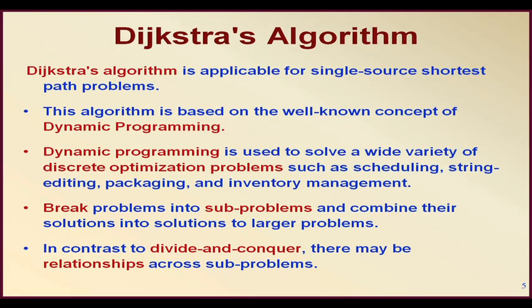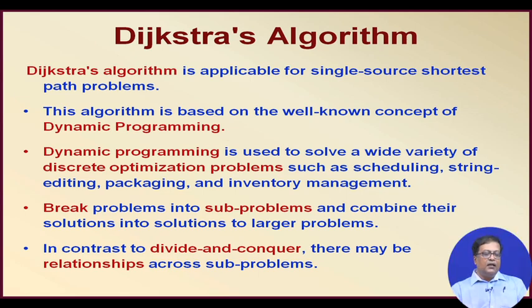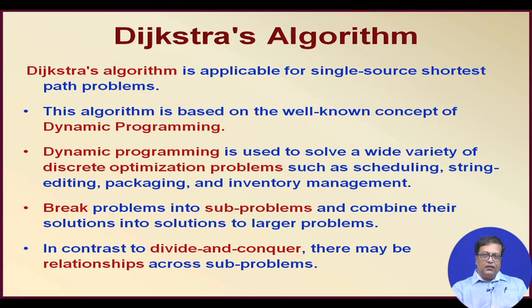Now, Dijkstra's algorithm, which will be our main topic, essentially depends on a particular principle called dynamic programming. What is dynamic programming? Dynamic programming is a method by which you can solve optimization problems such as scheduling, string editing, packaging, inventory management, and so on. The essential idea is that we take the total problem, break it into subproblems, and through the subproblems use an optimality principle. We are going to discuss that optimality principle next, and if you apply it in a judicious manner, you can solve a large problem with the help of several such subproblems.